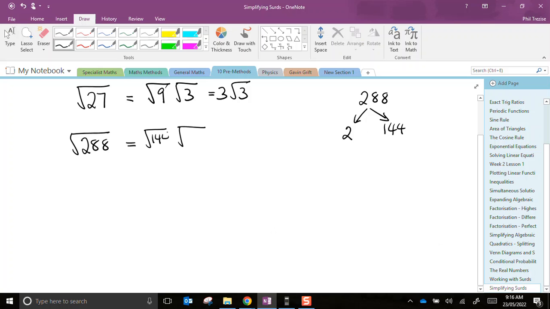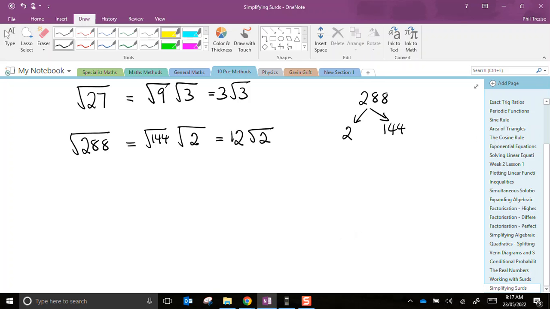So we'd put the square number first, then the non-square number, and the square root of 144 is 12. 12 12s are 144 multiplied by root 2. There you have it. We used a little factor tree. Didn't have to do a complete factor tree. Just the first step was enough to give us what we needed.